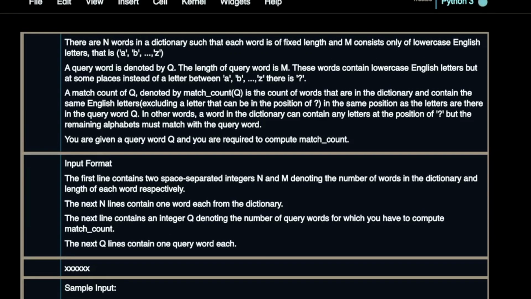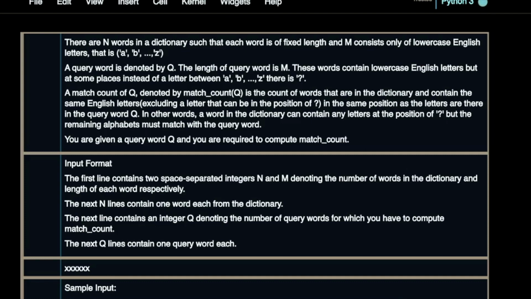There are n words in a dictionary such that each word is of fixed length m and consists only of lowercase English letters A to Z. A query word is denoted by Q. The length of the query word is M. These words contain lowercase English letters, but at some places, instead of a letter between A to Z, there is a question mark.